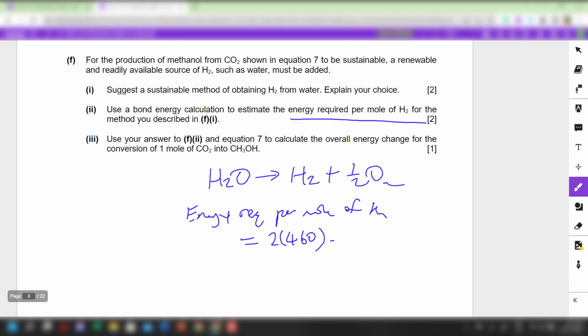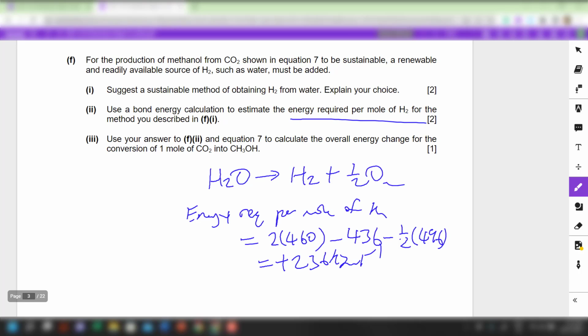And then of course the formation of the HH bond releases negative 436 kilojoules of energy, and for oxygen, because there's only half a mole, I just take half times 496. So over here we're going to get positive 236 kilojoules per mole of energy required to produce 1 mole of hydrogen gas.